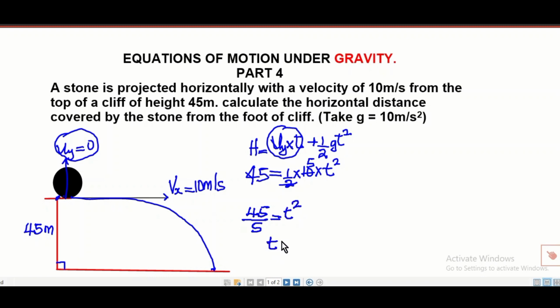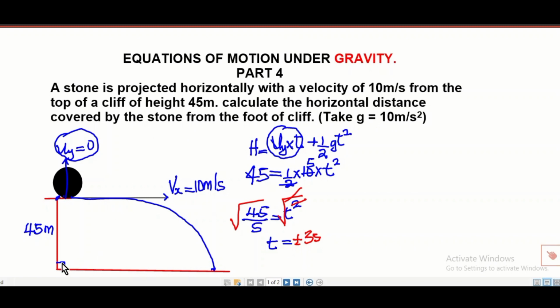Therefore t is going to be, I am taking the square root of both sides. So the square root of t squared cancels, and 45 divided by 5 is 9. The square root of 9 is plus or minus 3 seconds. So the time is 3 seconds.